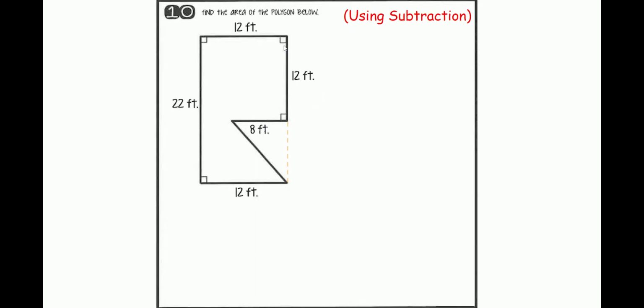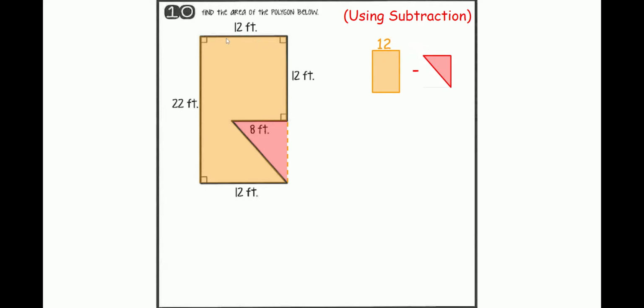So what I'm going to do is find the area of this whole rectangle, because let's say this triangle wasn't missing. You could see that it forms a rectangle, the whole thing. And I'm going to remove this triangle from it. I'm going to subtract this red triangle from it. So I'm going to find the area of the whole thing and subtract the red triangle from it. So let's fill out the information we know.